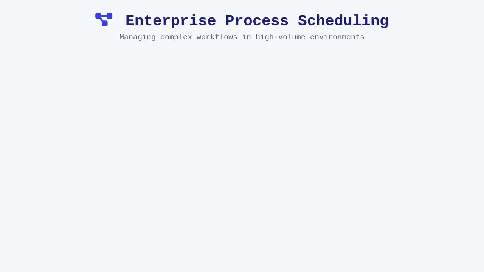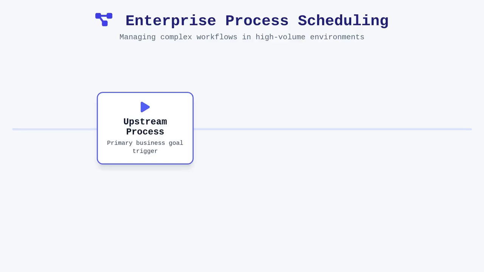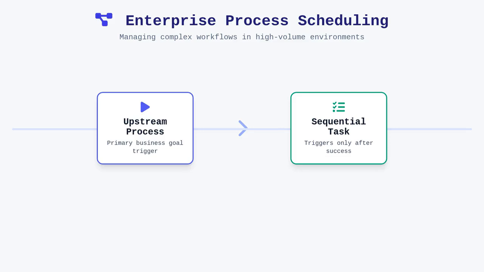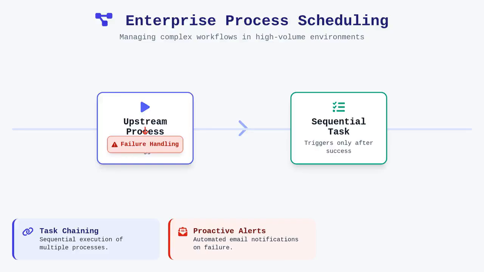When dealing with high-volume enterprise environments, you will often find that a single business goal requires multiple processes to run in a specific order. You can use the scheduling interface to chain these processes sequentially, ensuring that the second process only triggers once the first has successfully completed. This is achieved by creating task sequences within the schedule. If an upstream process fails, you can configure failure tasks or automated email notifications to alert your support team immediately. This proactive approach to monitoring ensures that you are not left guessing whether a long-running batch process succeeded or stalled in the middle of the night.